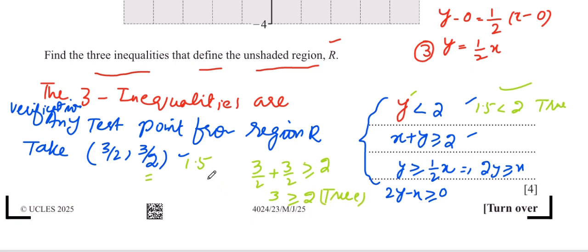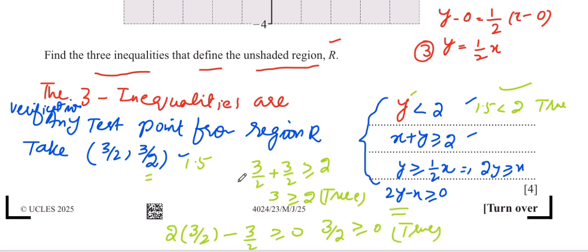Lastly, when you put this point in the last inequality, this becomes 2 times y, which is 3 by 2, minus x, which is 3 by 2, greater than or equal to 0. 2 times 3 by 2 minus 3 by 2 becomes 3 by 2, and 3 by 2 is greater than or equal to 0. This is also true. As this point that we have chosen from region R satisfies all of the inequalities, it means we have correctly written our inequalities.